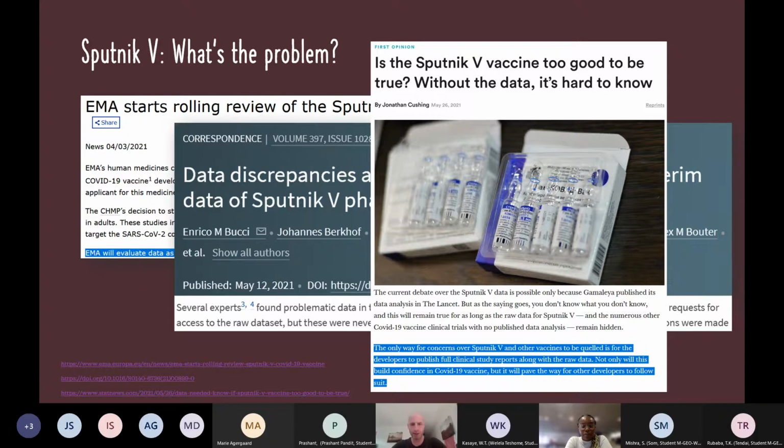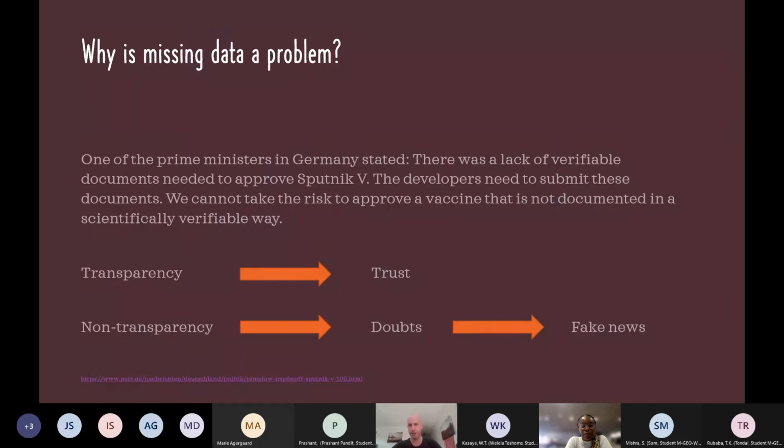One of the prime ministers in Germany wanted to buy Sputnik V, but then he stated there was a lack of verifiable documents needed to approve Sputnik V. The developers need to submit these documents. We cannot take the risk to approve a vaccine that is not documented in a scientifically verifiable way. What do you think will happen if Sputnik V turns out to be a good vaccine? Will people take it or not? I fear that trust is lost and they will not take it, the people.